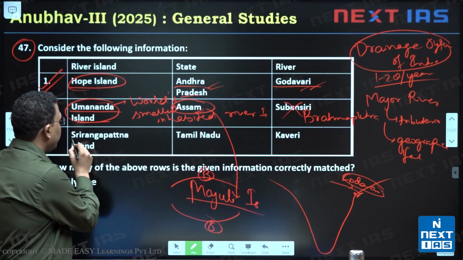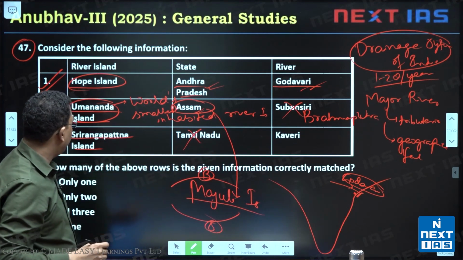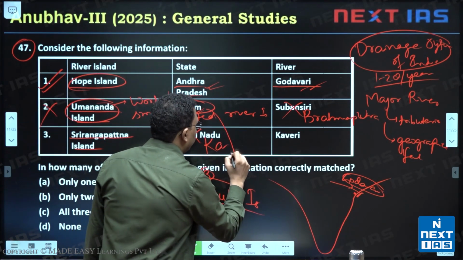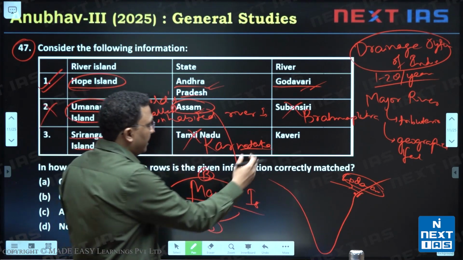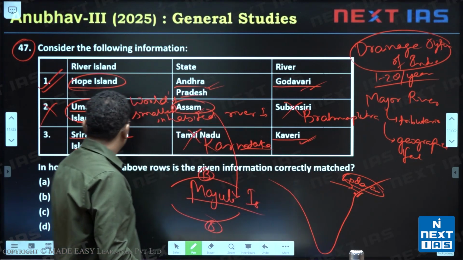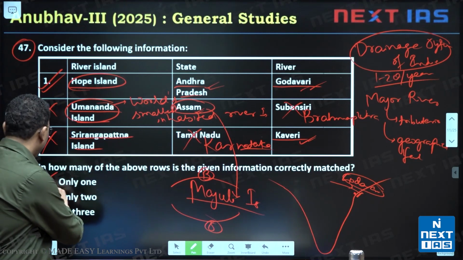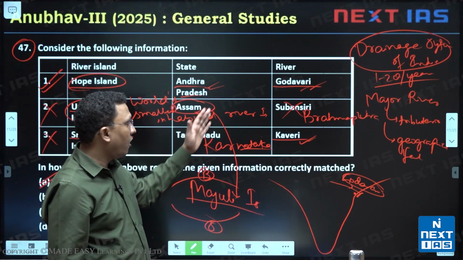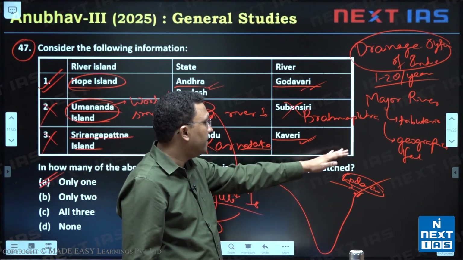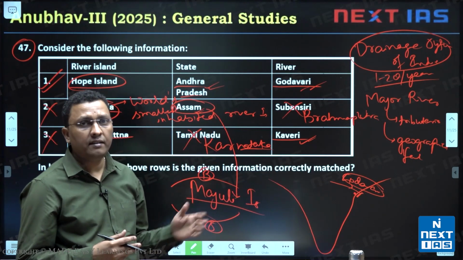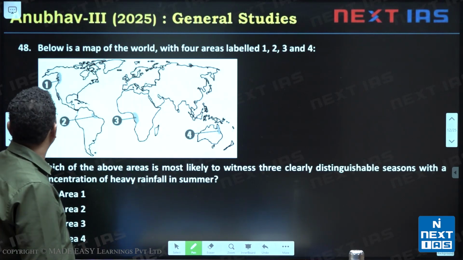Third one given here is Srirangapatna Island, right? State given is Tamil Nadu. This is not correct. Srirangapatna Island is located in Karnataka. It is a very famous island town in Karnataka, and it has been created by Kaveri river. This is correct. So that means third row is also not correctly matched. So the correct answer here will be only 1, right? So the learning that you should draw from this question is that along with studying the major rivers, you have to also study some important geographical features that have been created by those rivers, right? So now let's move on to the next question, that is question 48.